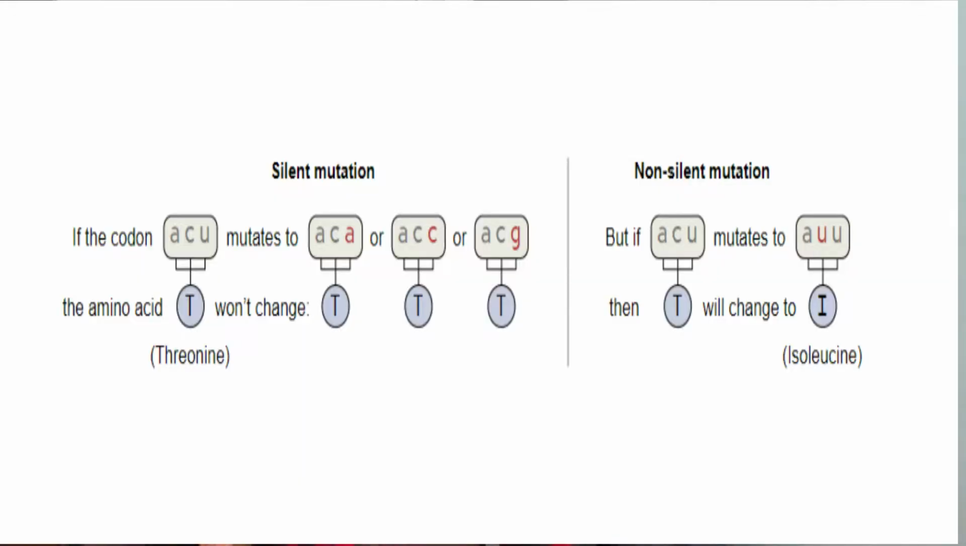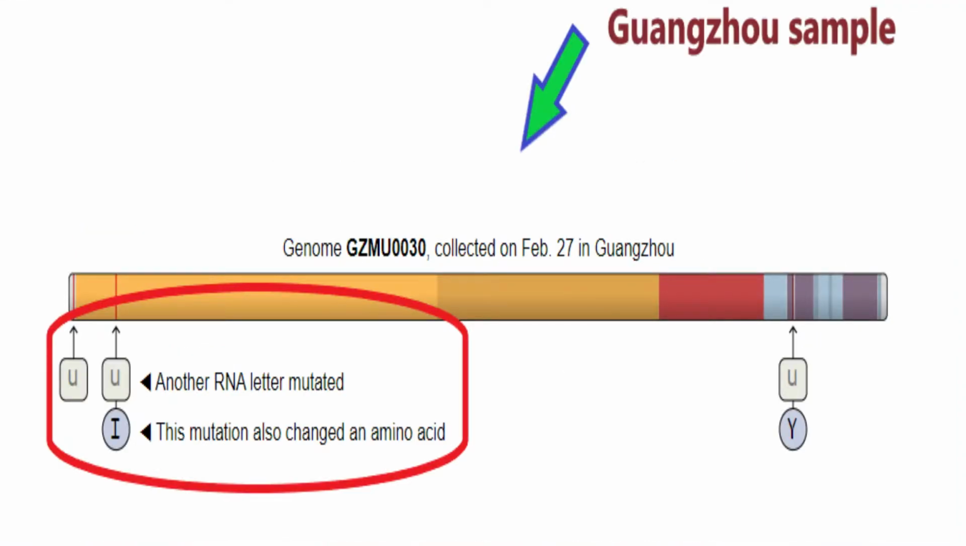Mutations will often change a gene without changing the protein it encodes. Like I said earlier, each amino acid is encoded by three genetic letters, but in many cases, a mutation to the third letter of the trio will encode the same amino acid. These so-called silent mutations don't change the resulting protein. Non-silent mutations do change the protein sequence, and the Guangzhou sample of the coronavirus acquired two non-silent mutations.